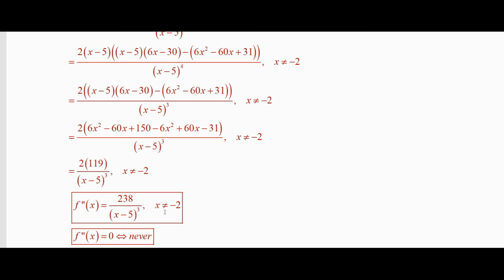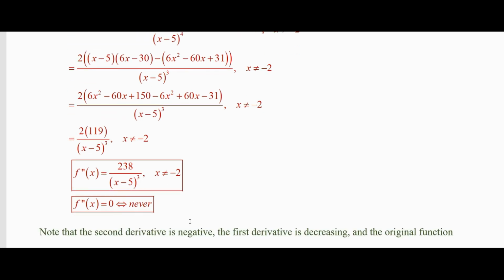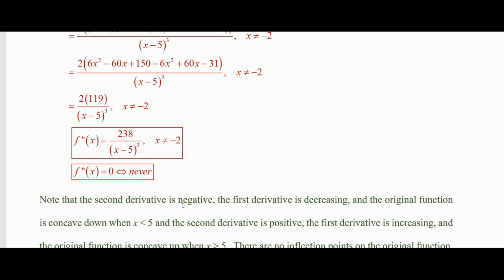transformed power function there. Again, we need to put the restriction that x is not equal to negative 2 really all the way down. And that's equal to 0 never. So the second derivative is never 0. It's negative whenever the x minus 5 is negative.